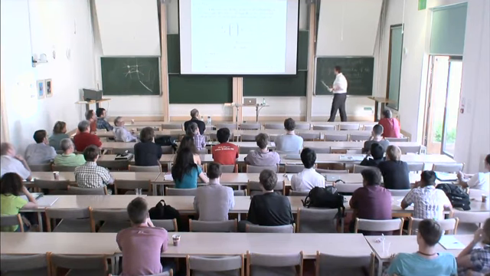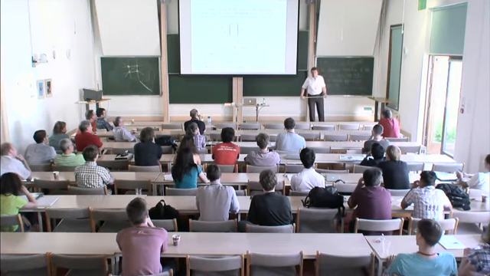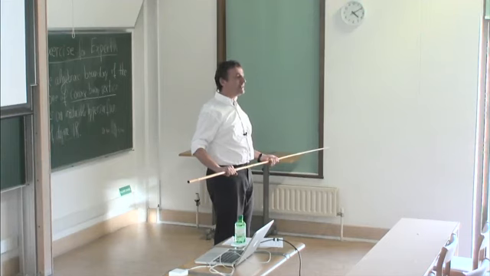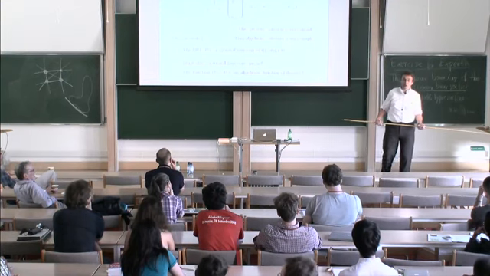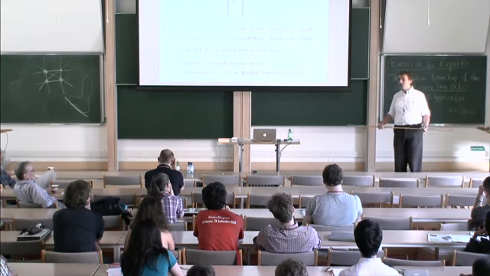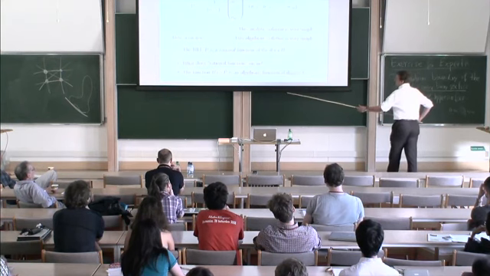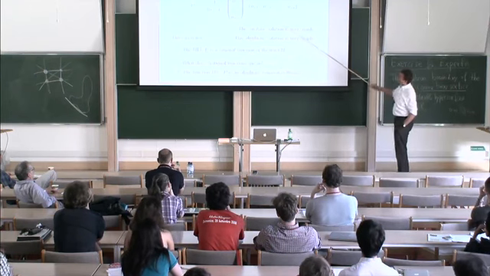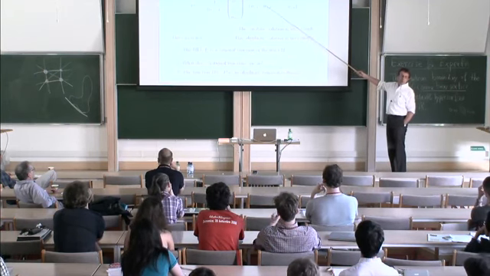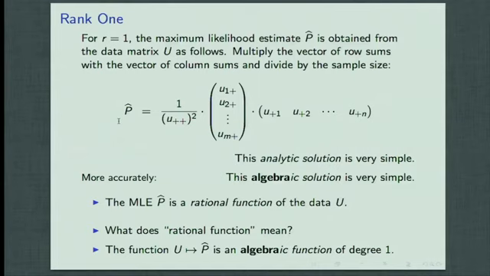So please try not to use the term analytic solution from now on. Please use the term algebraic solution. And if you ever use the term analytic solution again, do it very, very mindfully. So the maximum likelihood estimate in this case is a rational function of the data, right? Each entry is the ratio of two polynomials. And a rational function is an algebraic function of degree 1. So we can write down the optimal solution in the same field as the data.